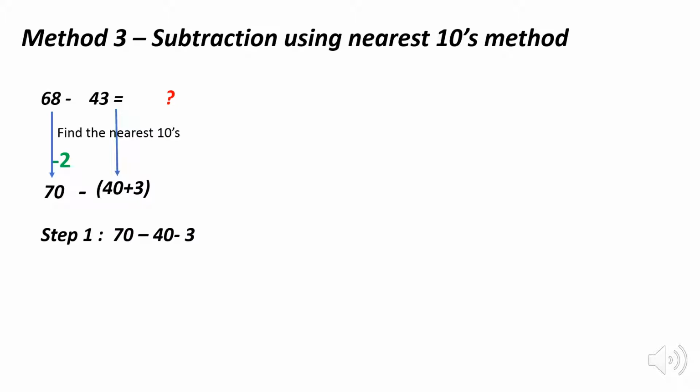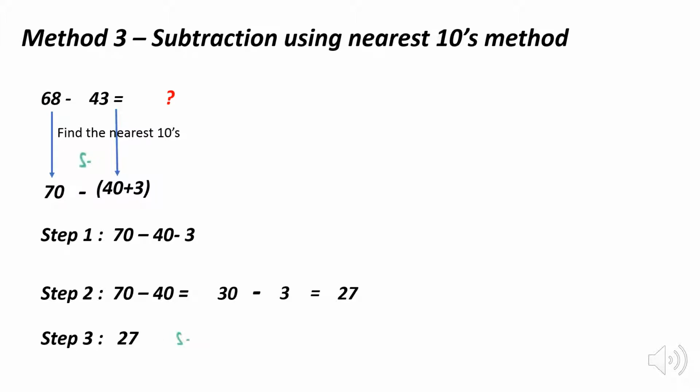Step 1. 70 minus 40 minus 3. Step 2. 70 minus 40 equals 30. Minus 3 equals 27. Step 3. 27 minus 2 equals 25. Answer is 25.